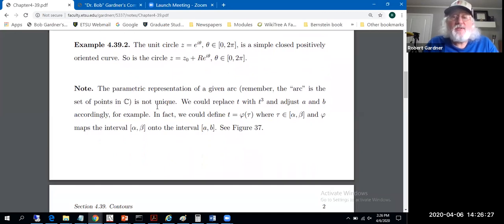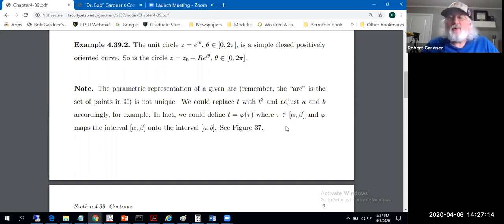Arcs do not have unique representations. If you dissect the definition, an arc was the collection of points in the complex plane, and not how those points were generated. Ultimately, we're just interested in the collection of points itself, not how that was parameterized. If we have some particular parameterization, z of t, for an arc, we could take t and replace it with t cubed, adjust the endpoints accordingly, maybe replace t equals a with an initial value of cube root of a. So when we substitute that into t cubed, we get a back out.